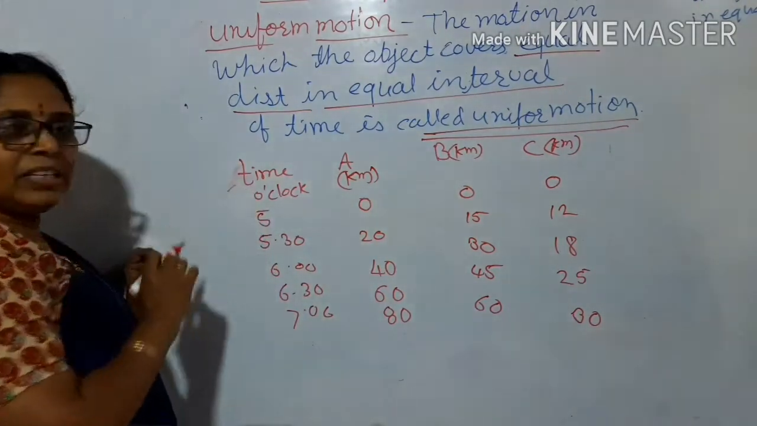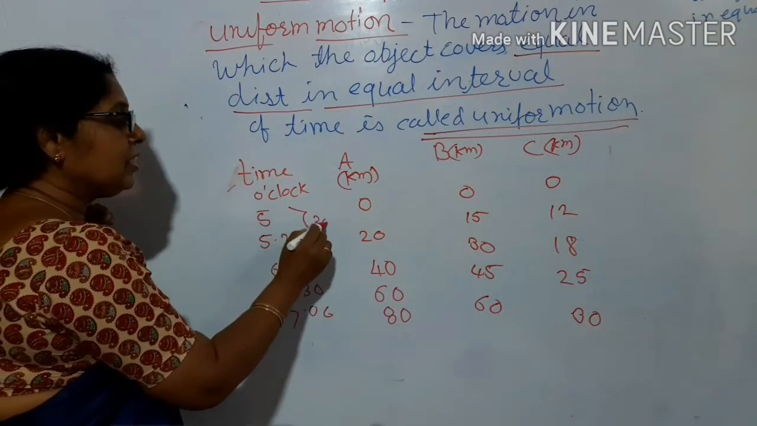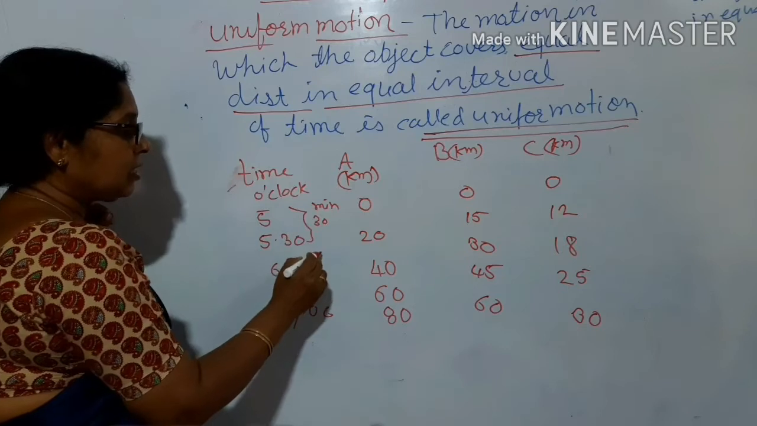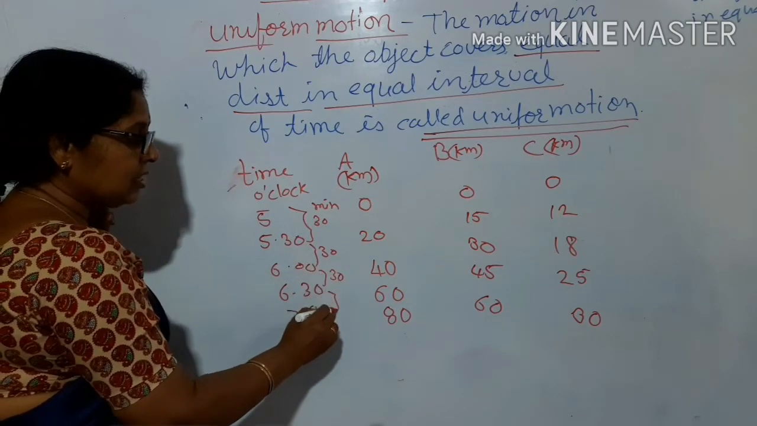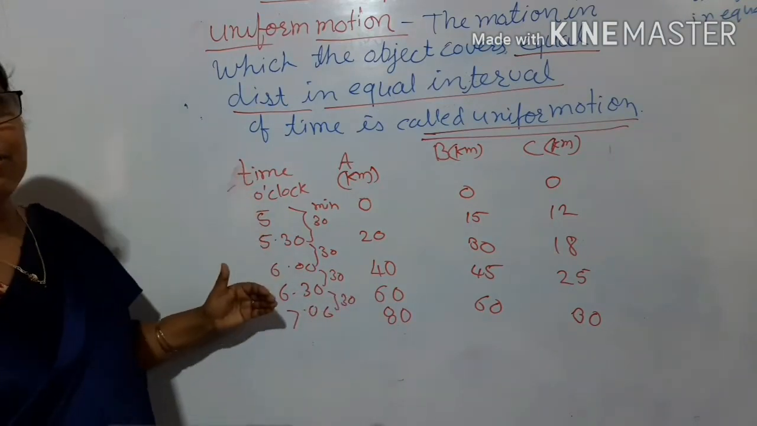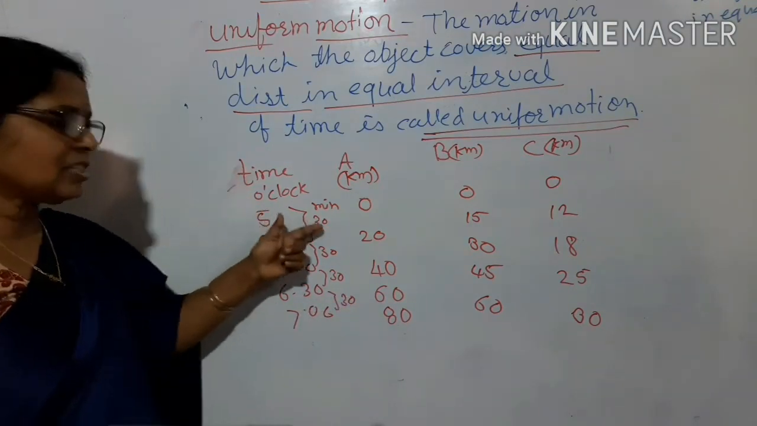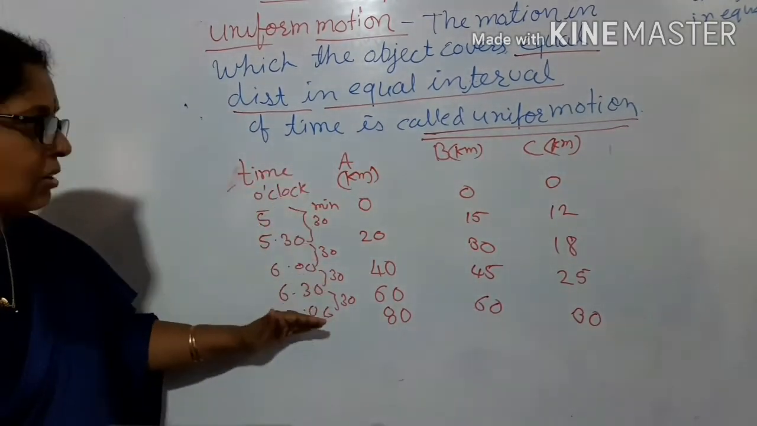And the difference between these timings, see, what is the difference here? 30 minutes. Here also 30 minutes. Here also 30 minutes. Means the time interval is equal. The gap between these two is 30 minutes, these two is 30 minutes. Means the interval is equal.